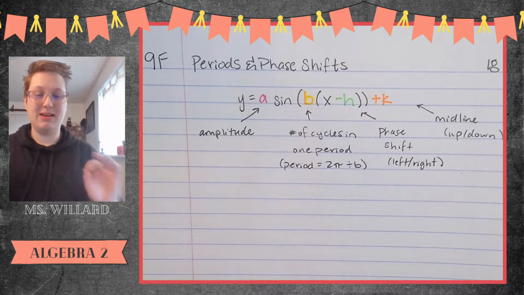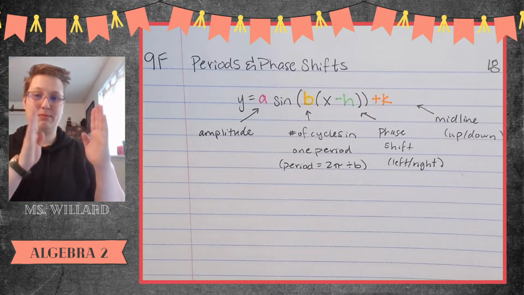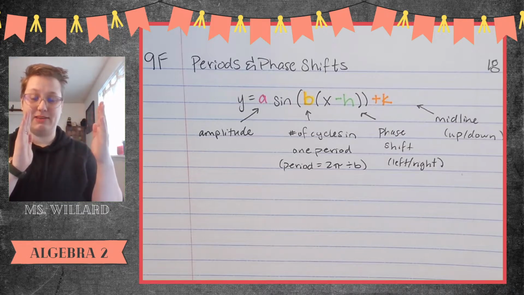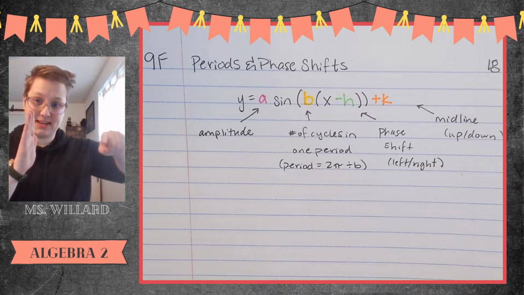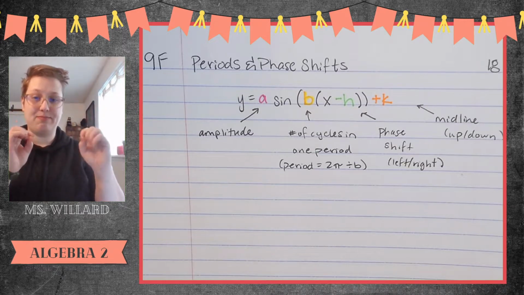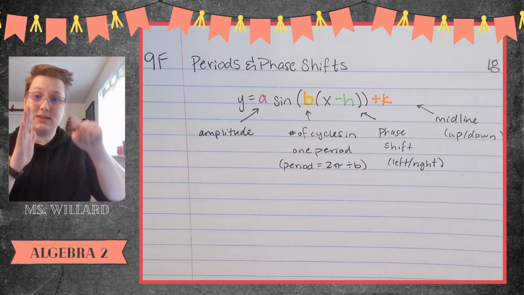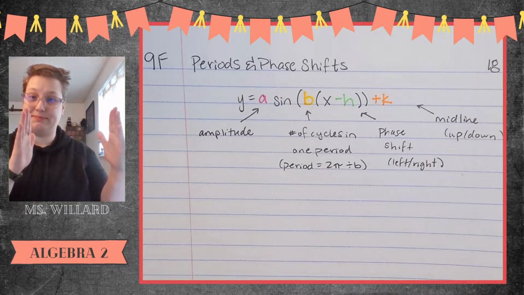Okay, so B is the number of cycles in one period, which sounds weird, I know. But what I'm saying is that in one period, I normally do one cycle. If it's a half, I would do half of a cycle in that period, so it stretches it out horizontally. We're doing horizontal stretches now. And then if it's like a 4, I would have to do 4 cycles in one period.